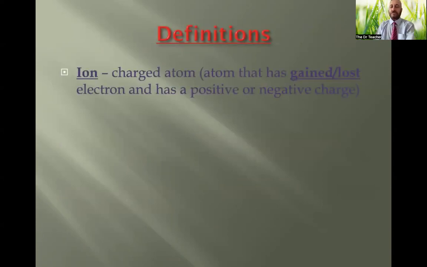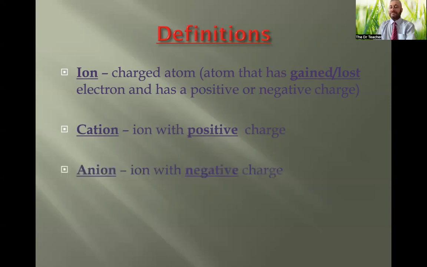Definitions: an ion is a charged atom. It is an atom that gains or loses electrons and has a positive or negative charge. Once the atom gains electrons, increasing the electrons, we call it an anion, and it gains negative charge. If it loses electrons, it becomes a cation and is positively charged. So a cation is a positively charged ion, and an anion is a negatively charged ion.